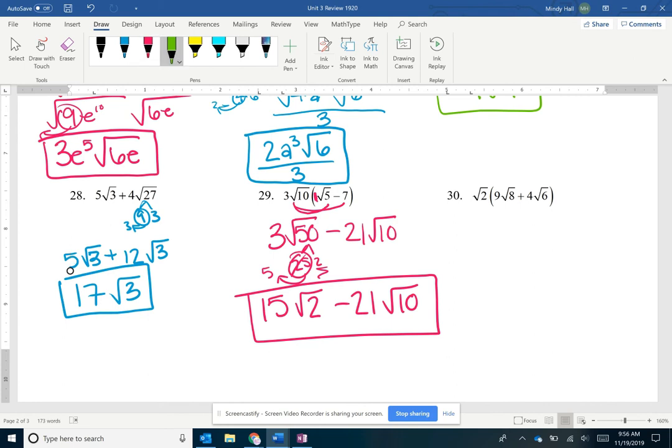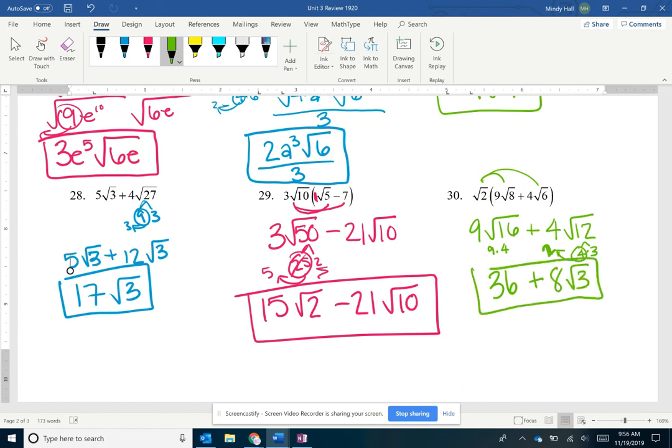So then for number 30, we are again multiplying. So we distribute this square root of 2 to everything. 9 root 8 times root 2 would give us 9 root 16 because you're just multiplying the 2 and the 8. And then you're going to multiply the root 2 times the root 6. And so root 6 times root 2 is root 12. Square root of 16 is 4, so this becomes 9 times 4, which is 36. And then 4 root 12, 12 breaks into 4 times 3. Square root of 4 is 2. And so 2 times 4 gives me 8 root 3.